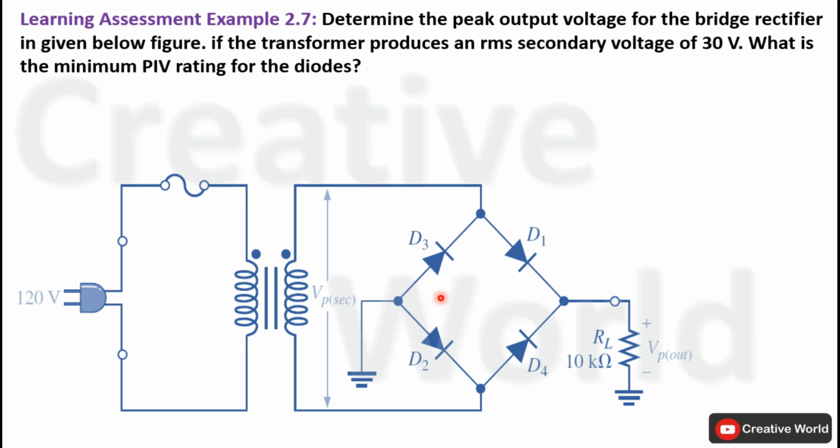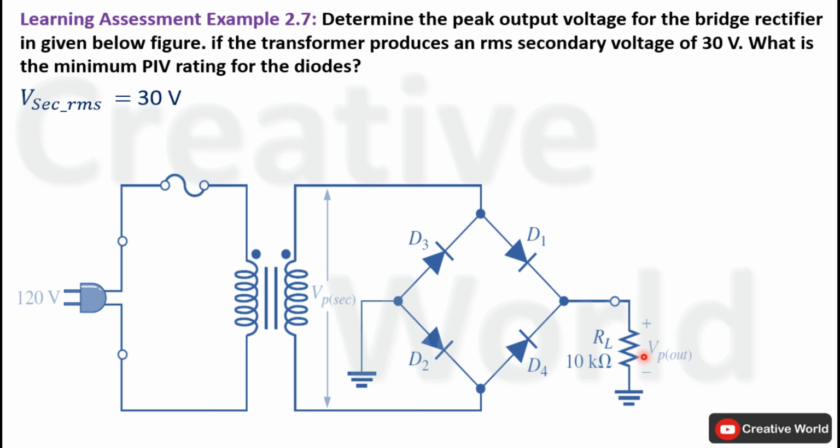Inside this network, a bridge rectifier is connected across the secondary of a transformer having an RMS output voltage of 30 volts at these two terminals, and we have to find the peak output voltage as well as the peak inverse voltage rating of the diode. First of all, we will collect the given data. The RMS secondary voltage of the transformer is 30 volts, and we are asked to find the peak output voltage of this rectifier.